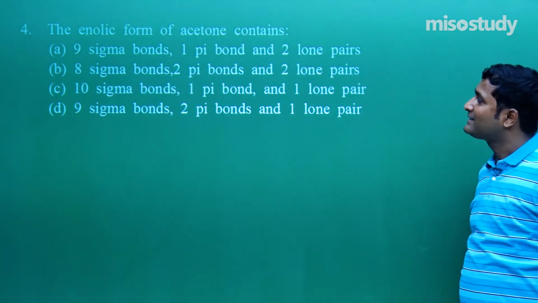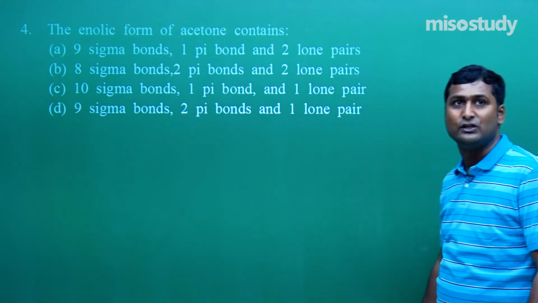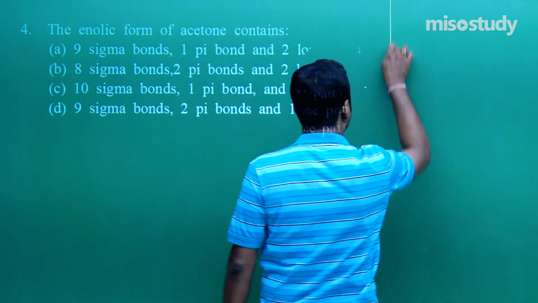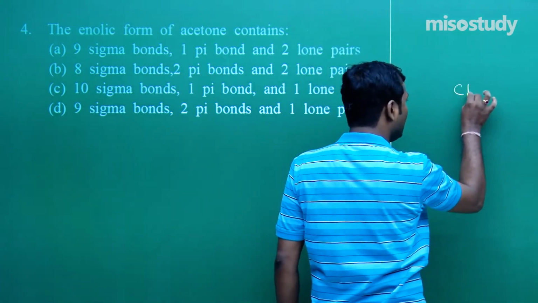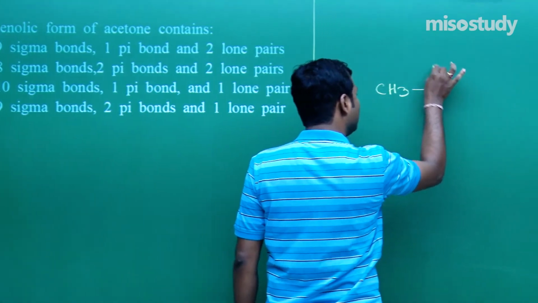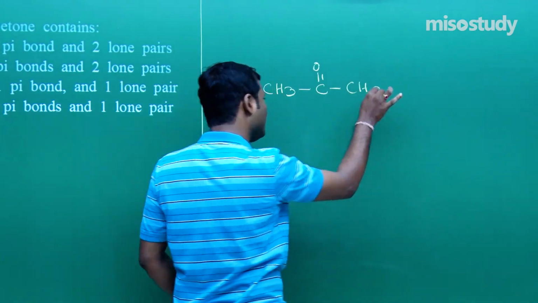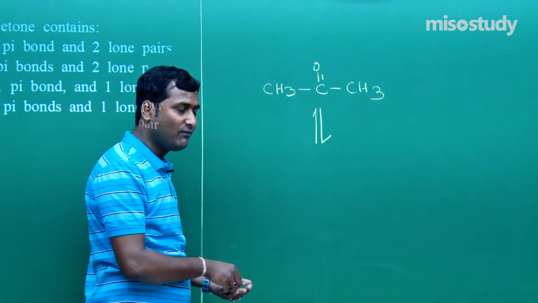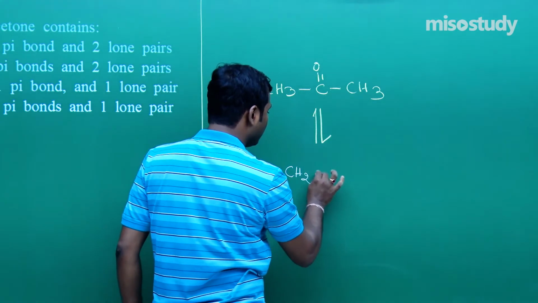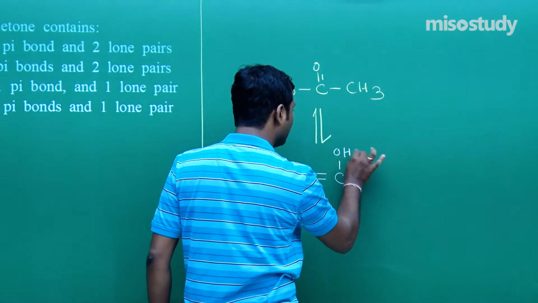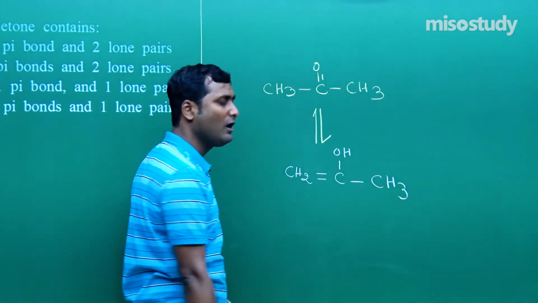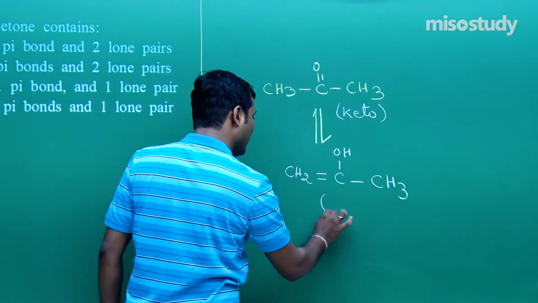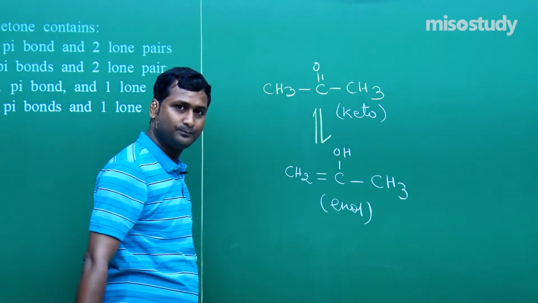Read the question that is given here. The enolic form of acetone. What is given? The enolic form of acetone contains. What is the keto and enol form? Do you remember? This one is keto, CH3COCH3. This one is a ketone. And enol form, we all know these are in a dynamic form, that is CH2 double bond C(OH)CH3. This is the enol form.